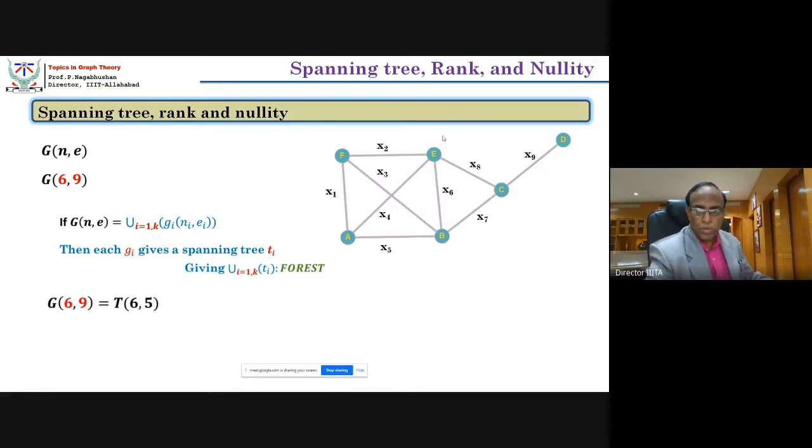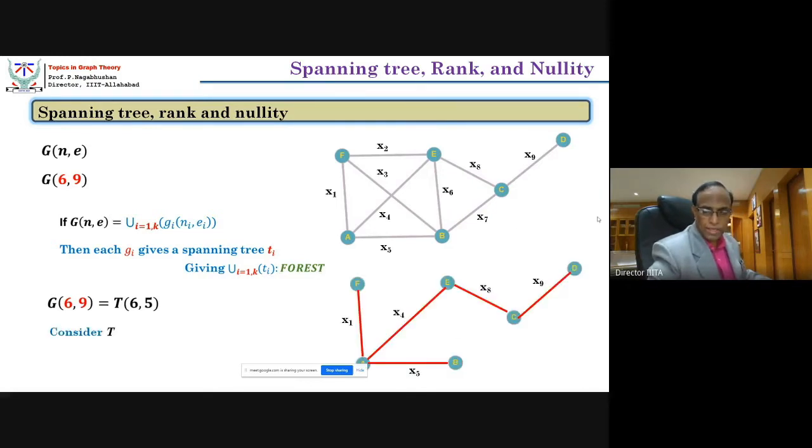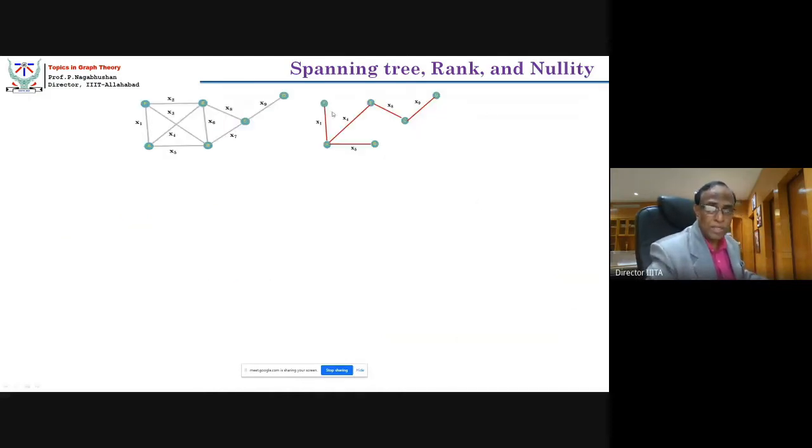Now anyhow, we shall consider one single connected graph, 6-9, and I have to convert it into a tree, which is naturally 6 minus 1, 5 edges. So 9 should be converted to 5. All right, so consider this tree: x1, x5, x4, x8, x9. You have applied any one of several algorithms which you have just learned today, and you will get one tree like this. Now let us go further. This is a tree that I have chosen.